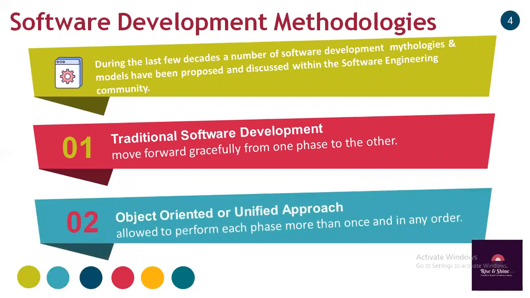Next is object-oriented software development, or sometimes it is called the unified approach, which allows us to perform each phase of software development, or SDLC, more than once, and in any order. And here the main focus is on the real-world entities themselves. The name itself suggests object-oriented. So these are two methodologies, and in this subject we are going to see this unified approach or object-oriented methodology thoroughly in more detail with the help of UML, which is Unified Modeling Language, a language used to create the blueprint of software.